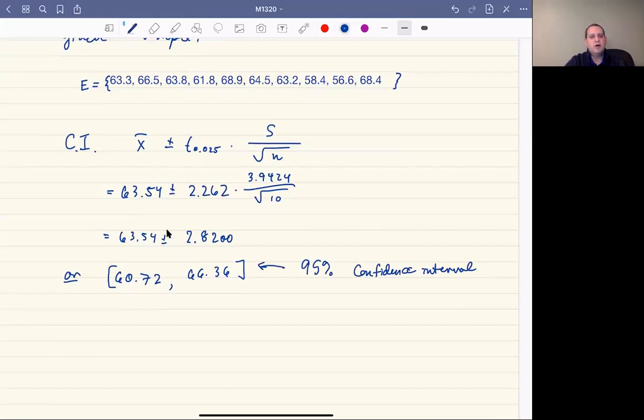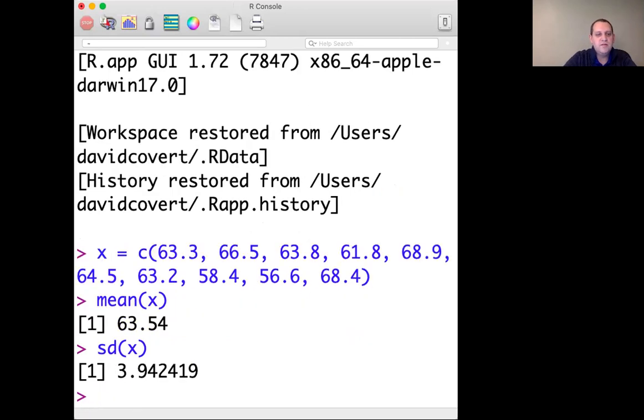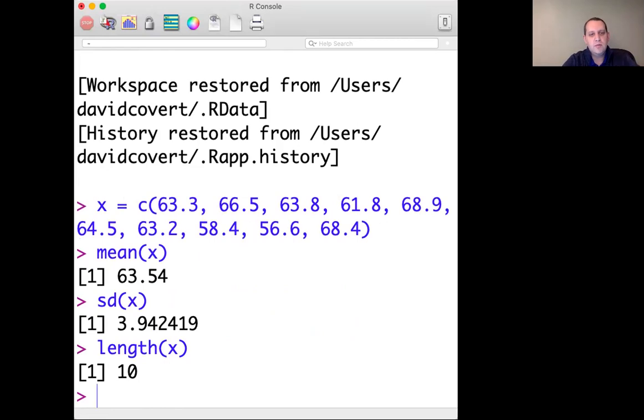And I want to show you how awesome R is, so let's jump over to R at this point. I'll bring R up on the screen so that you can see it. What I did is type in our data set already. This is the data that we had. We can compute the mean, and we can compute the standard deviation. If I do length, that's the number of data points that we have, so there are 10 data points.